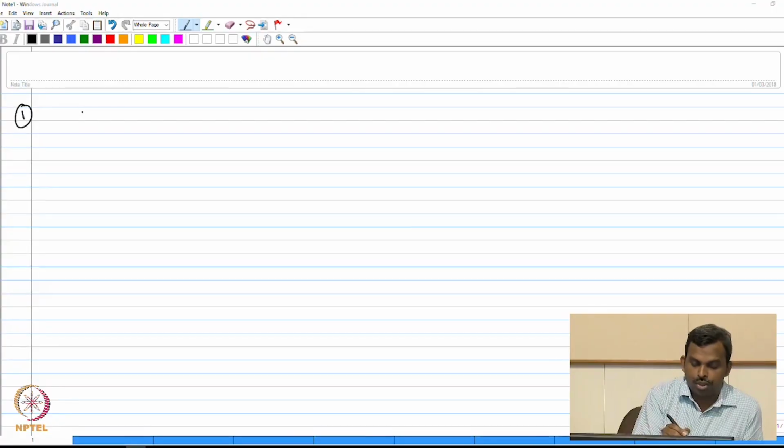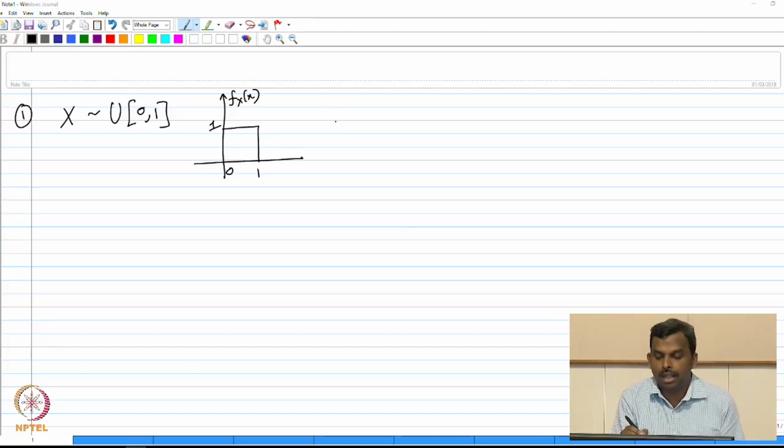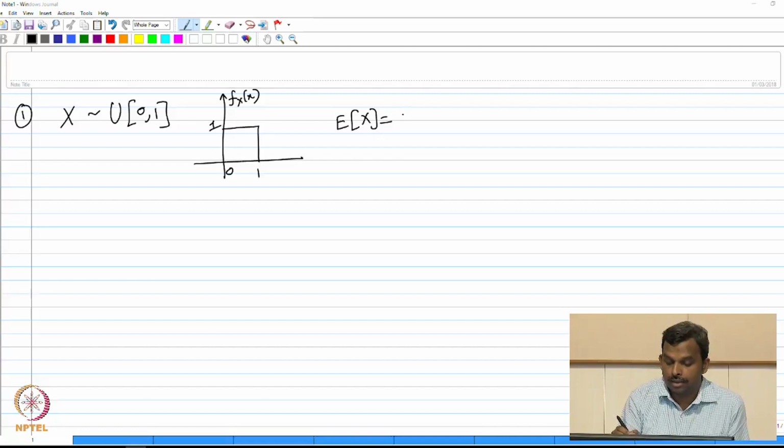Let's take a very simple distribution to start with. Let's say x is distributed uniformly in the interval 0 to 1. Okay, so this is an easy distribution. If you want to draw the PDF fx of x, it looks like this: 0 to 1, and height 1. And Professor Arvind did this calculation in the lecture. You know that expected value of x is half.